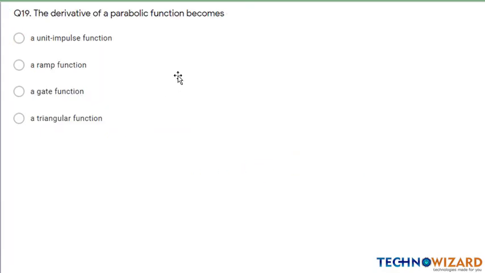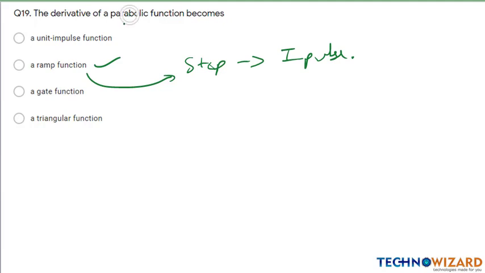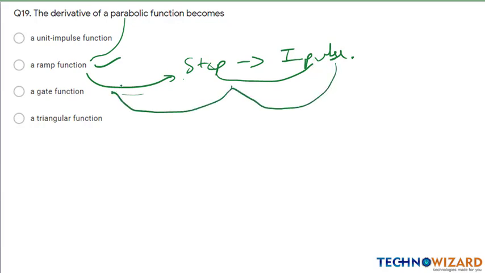Next question. The derivative of parabolic is always ramp, and the ramp derivative is step. Step derivative is impulse. Always remember this. Parabolic derivative is ramp. Ramp derivative is step. Step derivative is impulse. Similarly, impulse integration is step. Step integration is ramp, and ramp integration is parabolic. So option B is the correct answer.